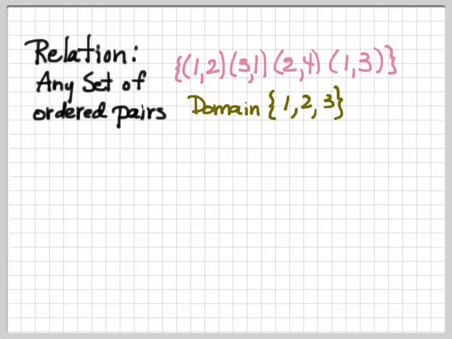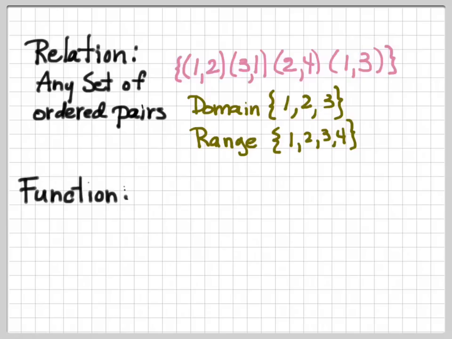Notice that I have two ones, but I only mention it one time. So it would not be 1, 1, 2, 3, and I'm going to put them in order too. Then the range of this relation is going to be 1, 2, 3, 4. Once again, I'm putting them in order instead of out of order. So the domain and the range.